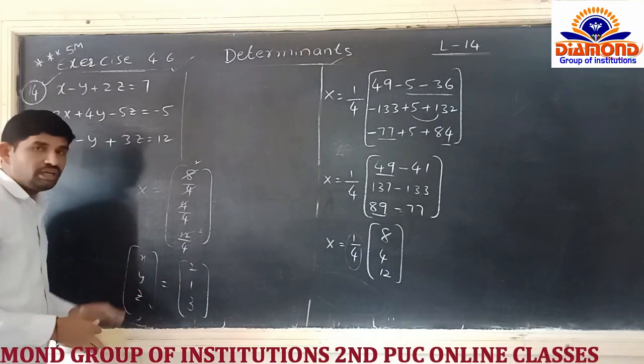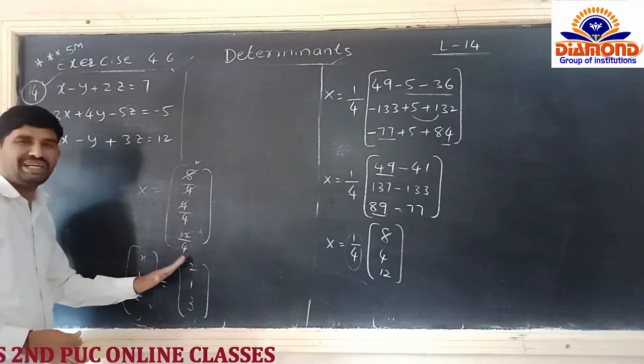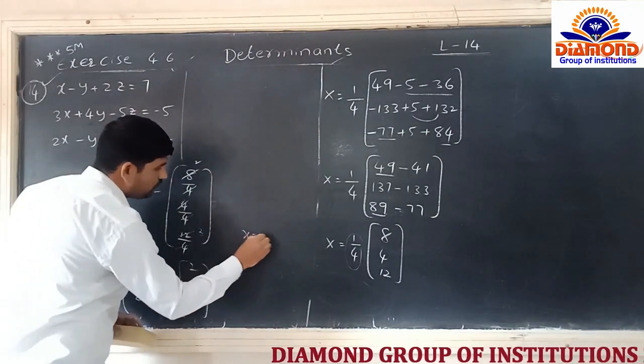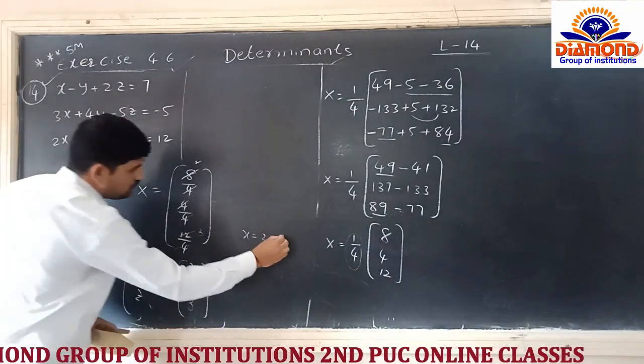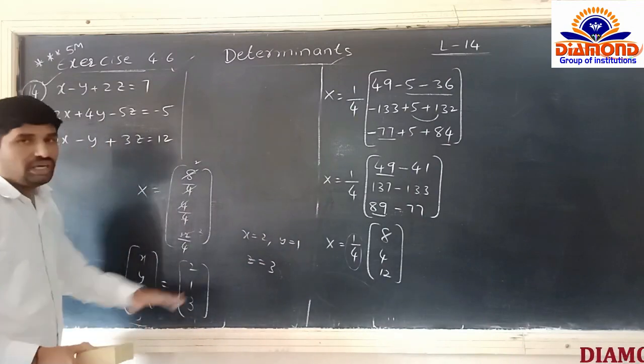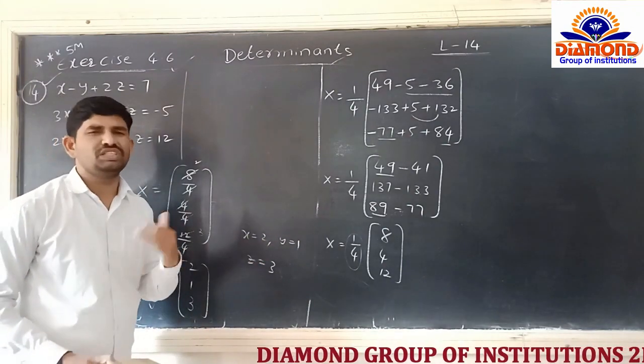Now we are equating both the sides. Because of these two matrices, we equate the corresponding places, that is x is equal to 2, y is 1, and z is nothing but 3. So we got the x, y, z values, which means our solution is completed.